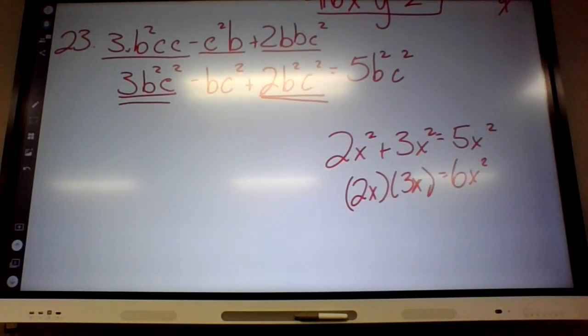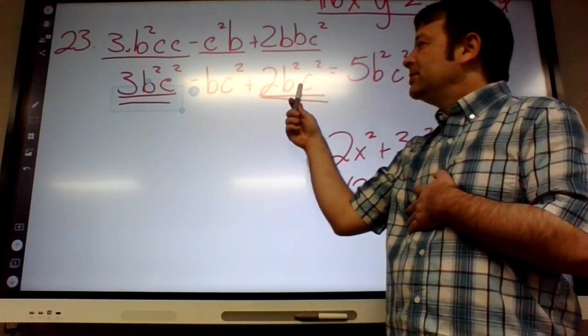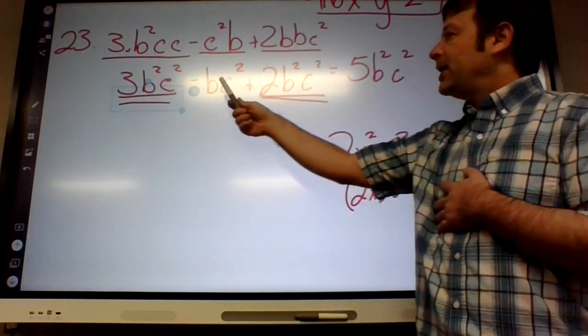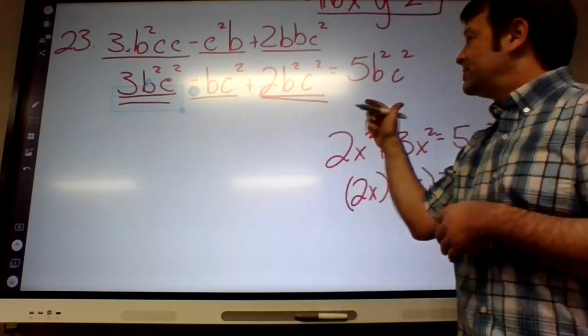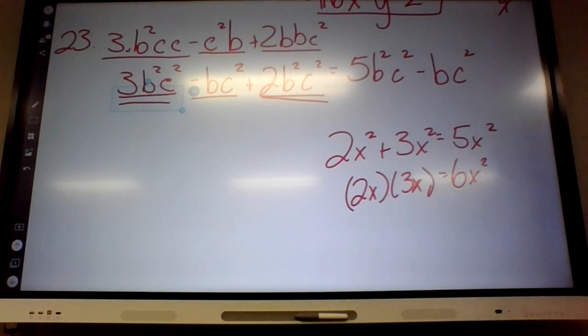Okay, when did we add the exponents? That is when we were multiplying the bases. But we're not multiplying right now, so the exponents do not change. And this guy's kind of by himself, so he's not going to change either. So it's just minus bc squared.